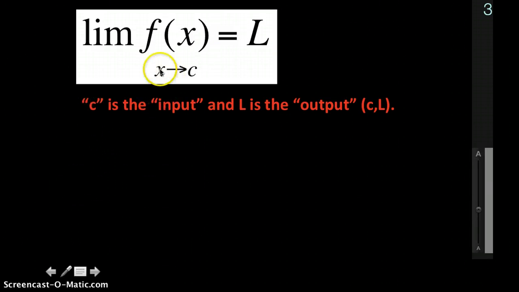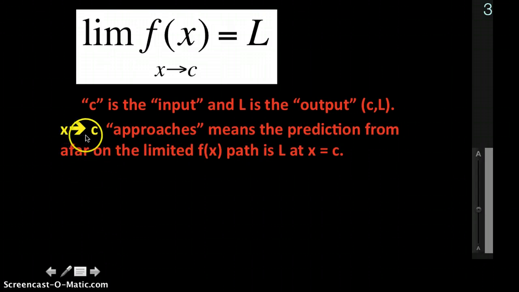The c here, that is the x approaching c, is a number. That's our input. And L is the output. We normally think of this as x and y. C represents x, and the output is capital L here, which stands for the limit. The arrow means approaches. It's standing off afar, predicting on the path, which is called f of x, what L is when you get to c. Basically that's saying what is y when x is c.